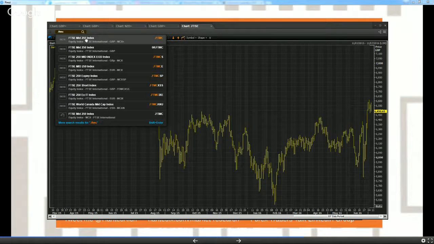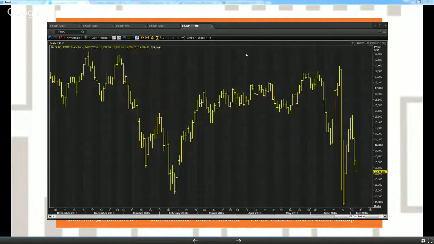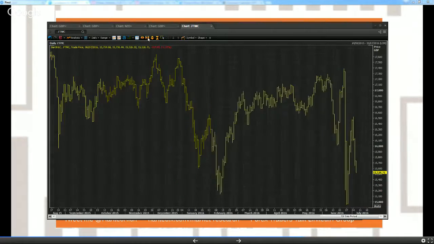FTSE mid cap, under huge pressure still.